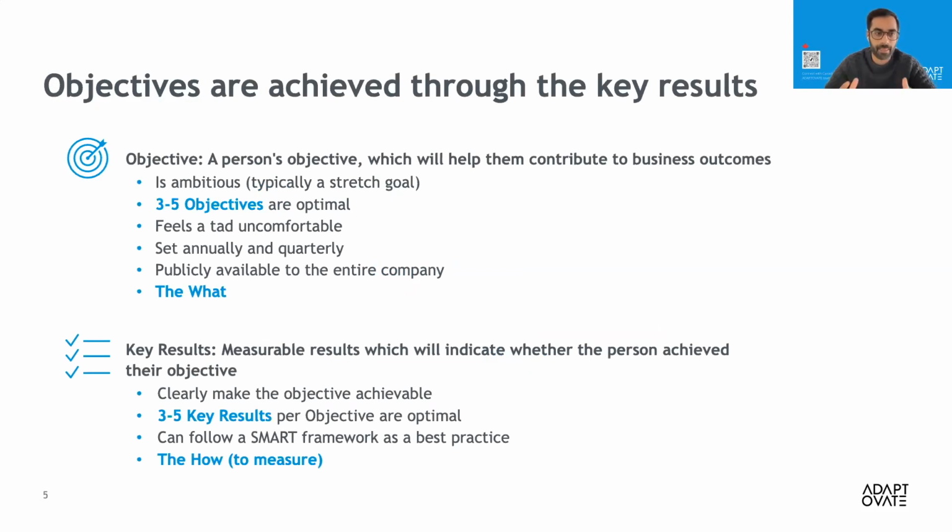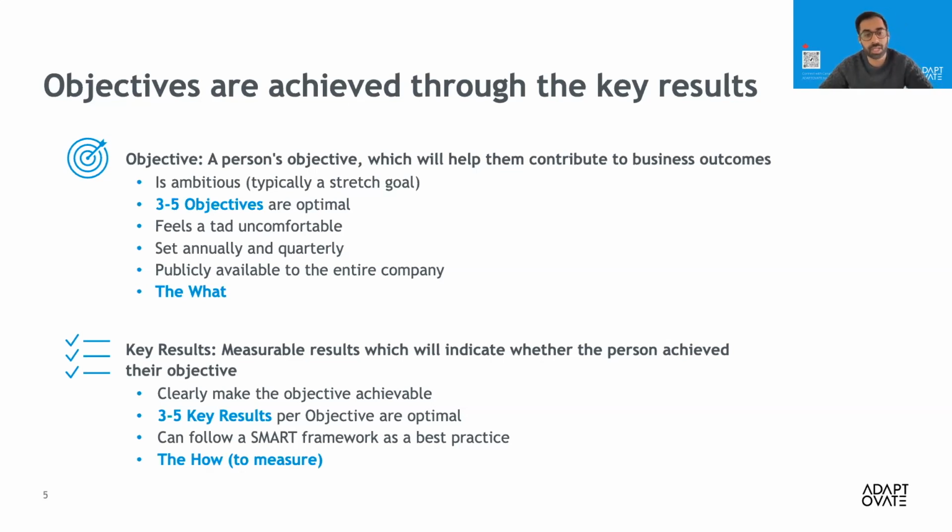So objectives, they're achieved through key results, right? An objective is typically ambitious. There's 3 to 5 objectives, that's kind of the optimal point. You want it to feel a little uncomfortable. You want to set it both on an annual and a quarterly basis. And of course, you want to make it as transparent as possible.